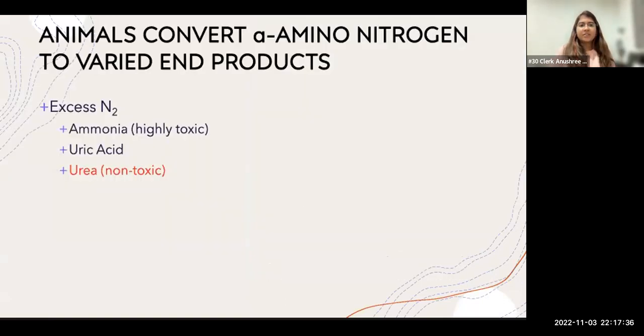Next. So in this, we would take note that animals convert alpha amino nitrogen to varied end products. When there is excess nitrogen, we can classify organisms as ammonotelic, ureotelic, or uricotelic. I bet we all read this in our 12th class or 11th class. So ammonia, can anyone tell me which organisms release ammonia? Just one line, quick.